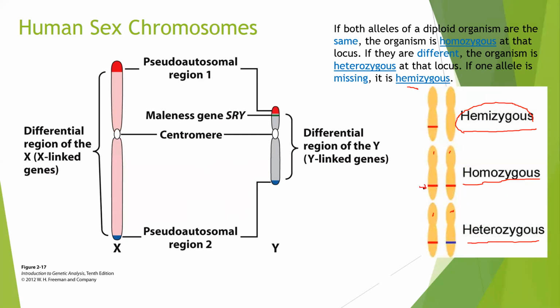And at the same locus, the two homologous chromosomes carry the same gene, but this gene can take different forms. So for example, if this gene at this locus has identical alleles on these two homologous chromosomes, then we say this individual is homozygous. If at this locus the same gene has different alleles, so one is red and one is blue, then we say this individual is a heterozygous individual. But in some cases, in one chromosome there's a gene there, but in another chromosome there's no such gene there. So if this is the case, we say this gene is hemizygous, missing one.